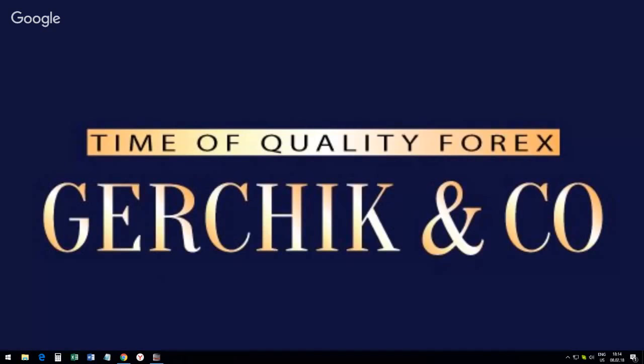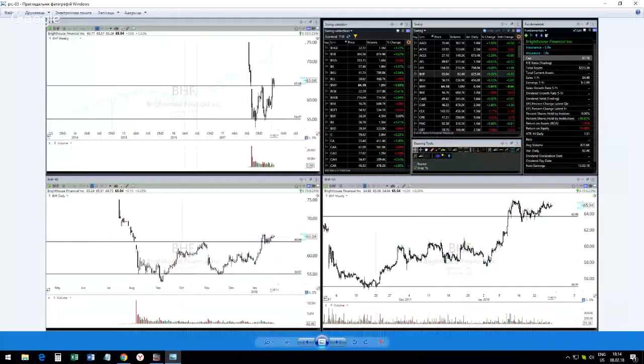Let's move into the next picture. Okay. So now let's move with some practice from real situations. Let's start with shares, and it's a middle-term deal. You can see here a clear and understandable channel.